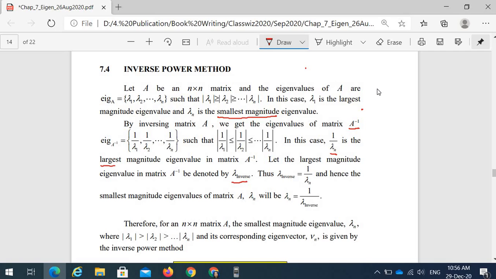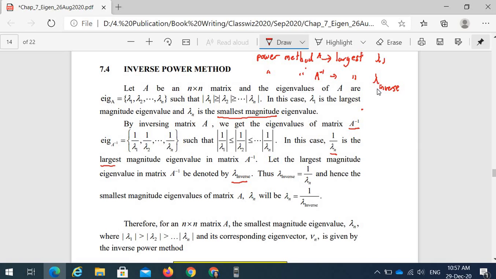Because if we use the power method on matrix A, you will get the largest eigenvalue, which is lambda 1. If you apply the power method on A inverse, again we get the largest eigenvalue. Let's denote it as lambda inverse, and lambda inverse is equal to 1 over lambda n.